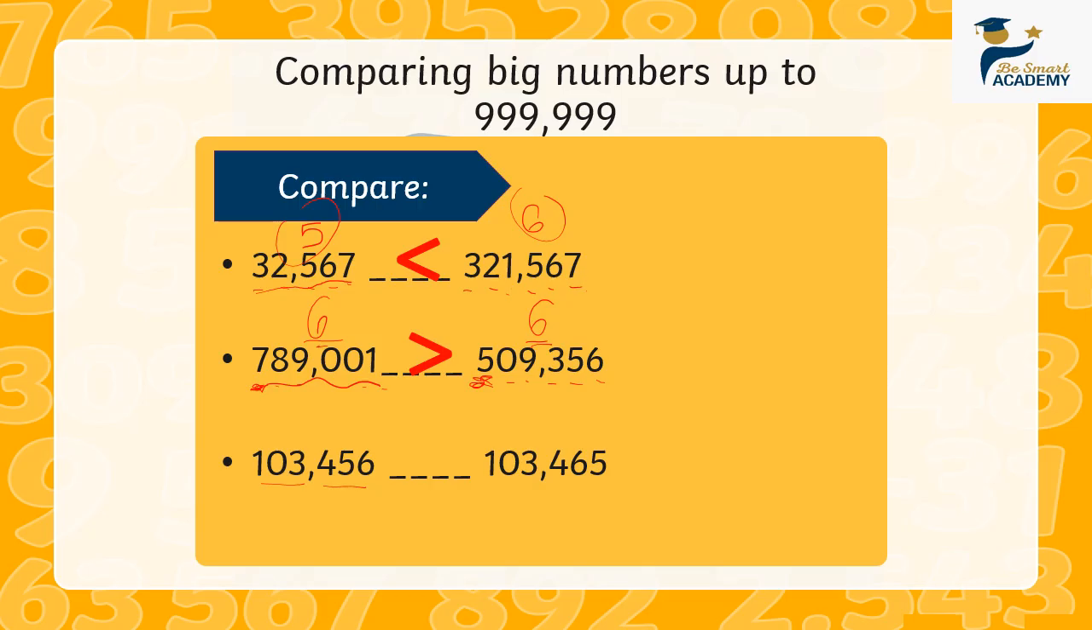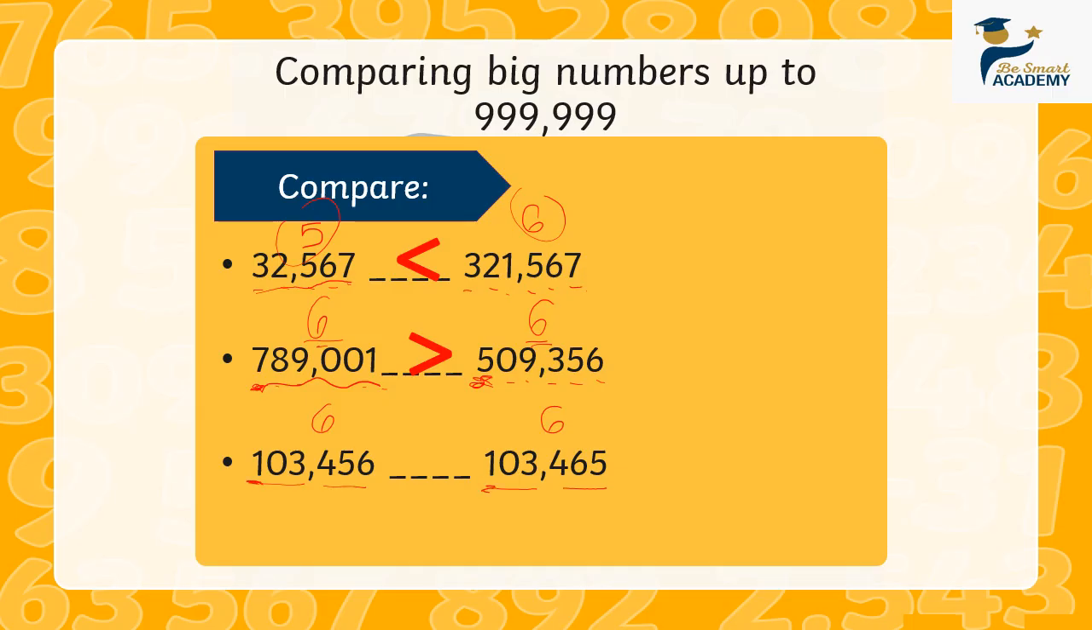103,456 and 103,465. Let us first count the digits. I have 1, 2, 3, 4, 5, 6 in the first number, 1, 2, 3, 4, 5, 6 in the second number. So rule number 1 is done. They have the same number of digits. Now I need to start comparing from the most left, starting with the hundreds of thousands.